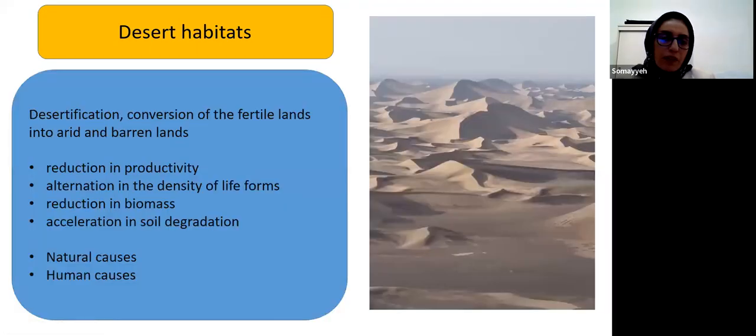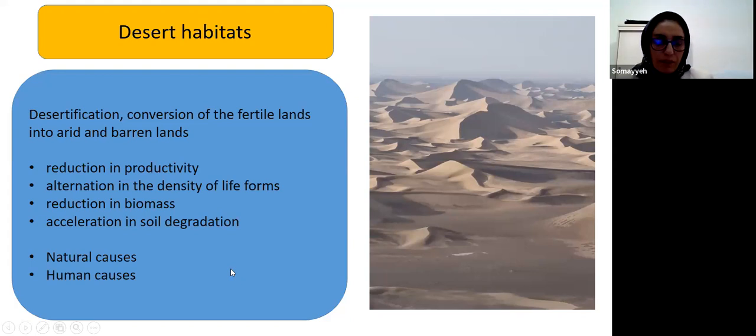So desertification is the process that makes fertile land arid and barren. And it includes the reduction in productivity, alteration in the density of life forms, reduction in biomass, and acceleration in soil degradation. And there are two types of causes for that: natural causes and human causes.